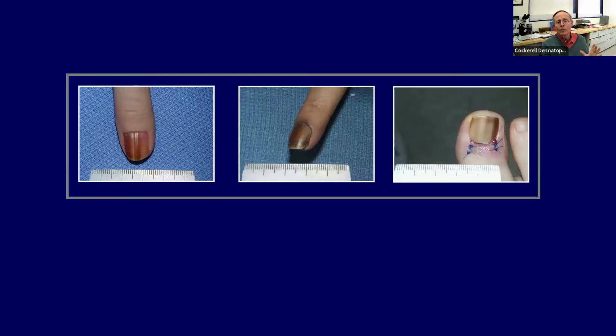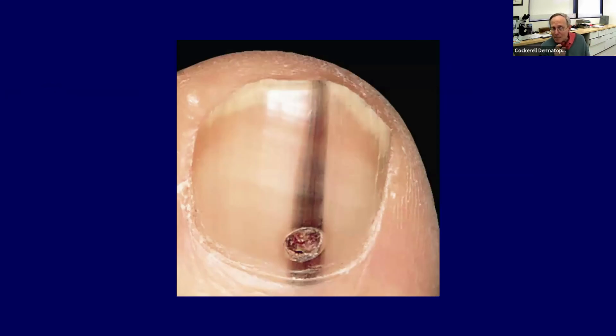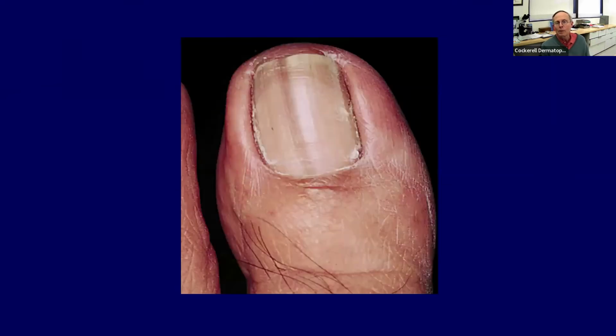You need to really have good experience doing this. If you're going to take a nail unit biopsy, you need to get into the matrix. You need to reflect back the nail fold and get into the matrix. This guy missed the matrix, so this might not even show any melanocytic lesion here. You've got to get into the matrix when you're biopsying one of these lesions.